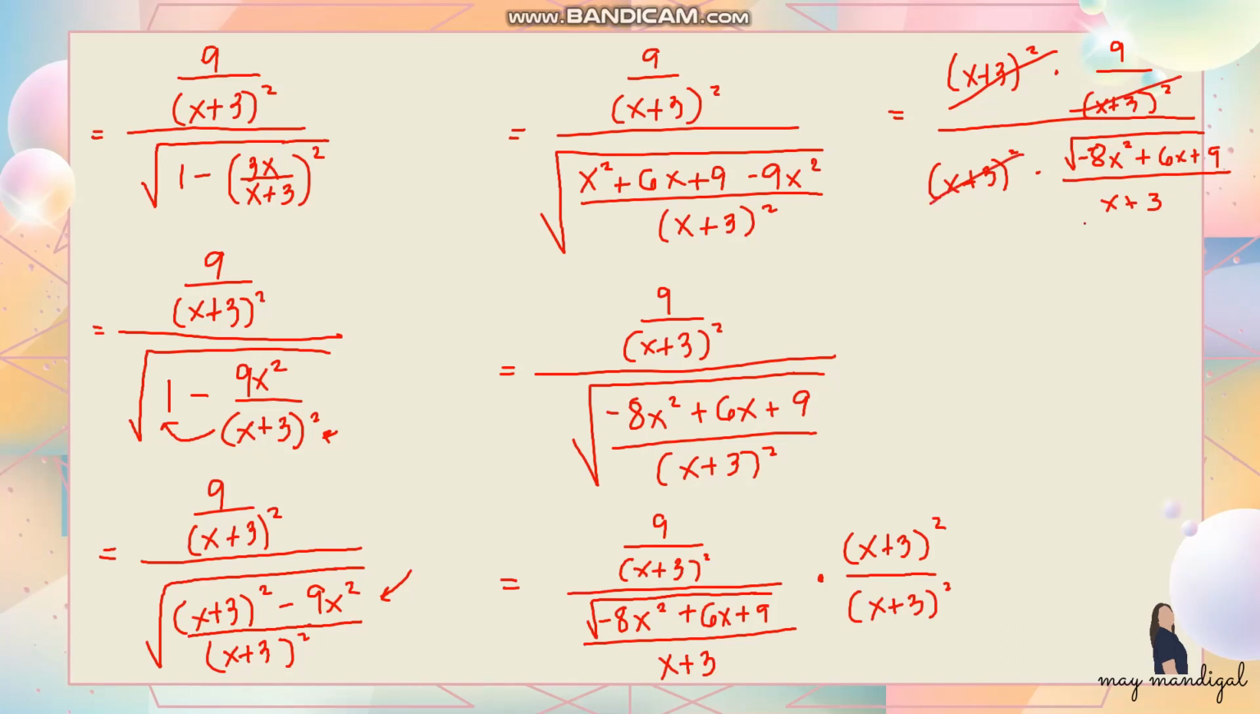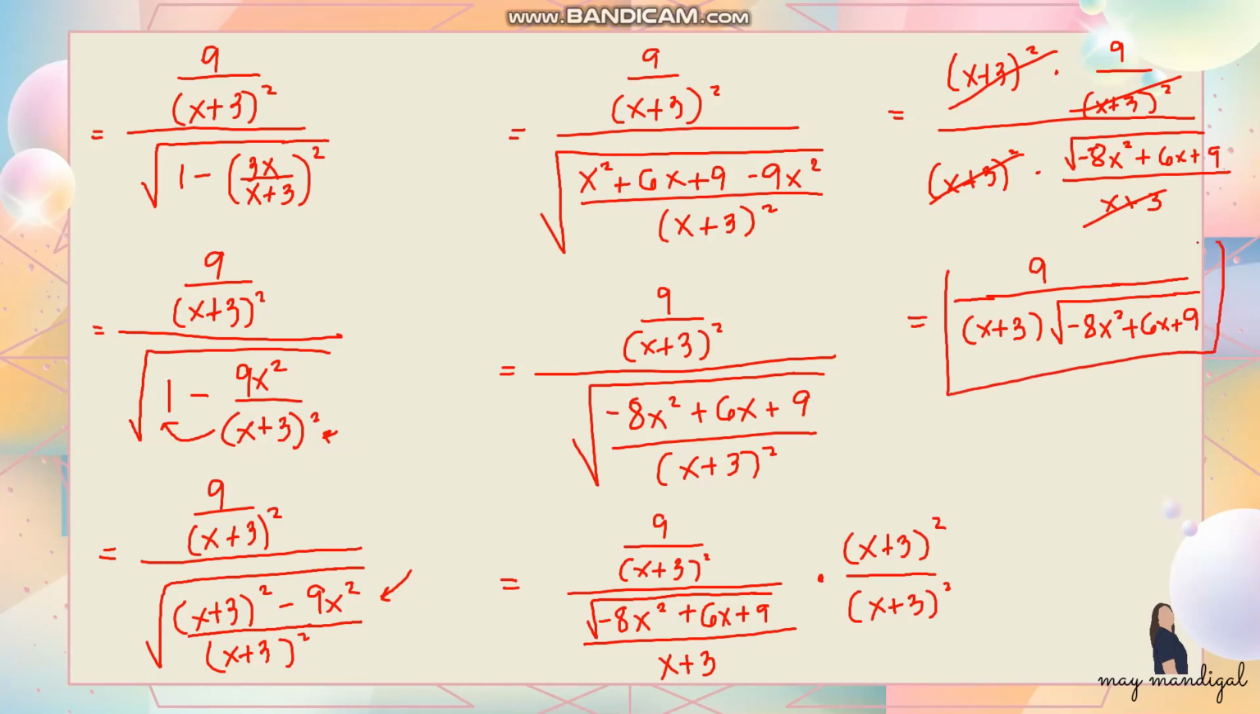This one will be cancelled too, but we will be left with 1 x plus 3 here. So therefore, our final answer will be 9 over, then the remaining x plus 3 times the square root of negative 8x squared plus 6x plus 9. And then that's it. That is now our final answer.